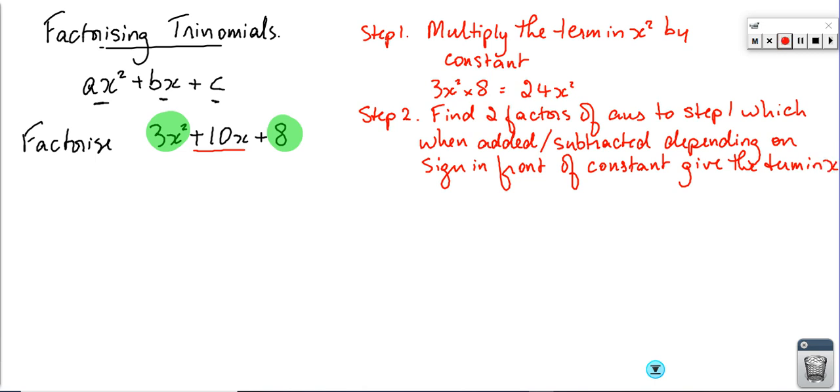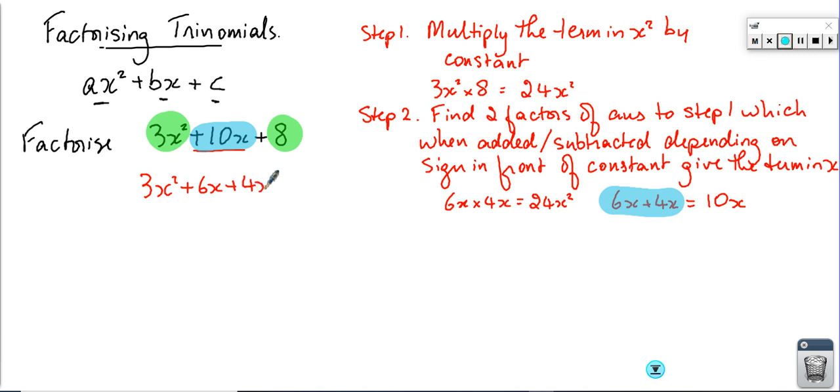So our answer was 24x squared. Two factors of 24x squared are 6 and 4. 6x multiplied by 4x gives me 24x squared. But most important, 6x plus 4x gives me 10x. So what am I going to do? I am going to change 10x to 6x plus 4x. Our expression will not change. So I have now 3x squared plus 6x plus 4x plus 8.